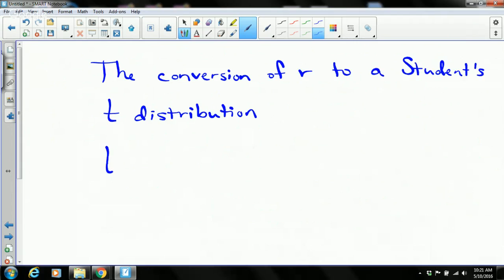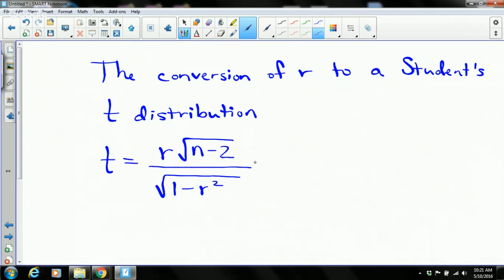And the way we do that is t equals r times the square root of n minus 2, divided by the square root of 1 minus r squared, with degrees of freedom equal to n minus 2. What is n? Did someone say it? No? Good, number of sample data pairs. It's the number of sample data pairs.